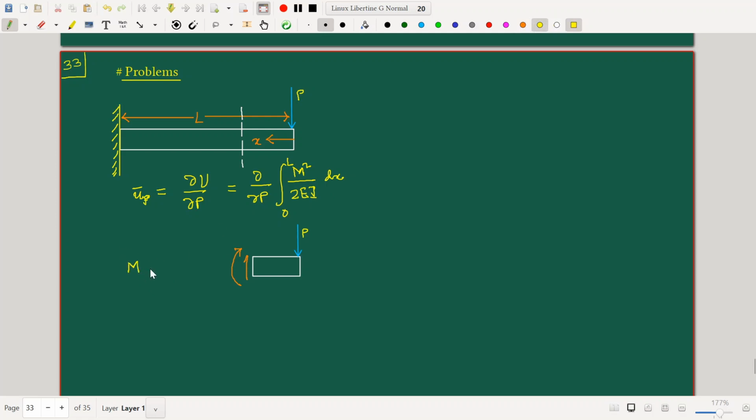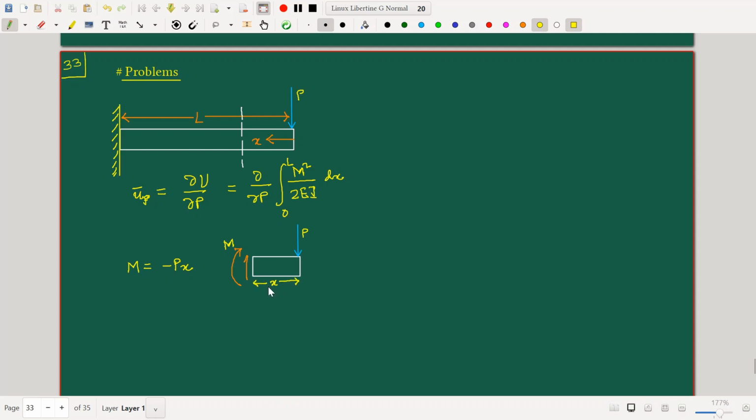So this M is equal to minus Px. Please note that what I'm actually writing here is that this M is in the clockwise sense, and the moment of this force P about an axis passing through this end, where this distance of course is x. So this distance here is x.